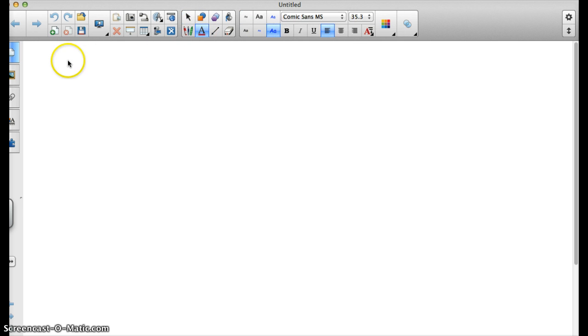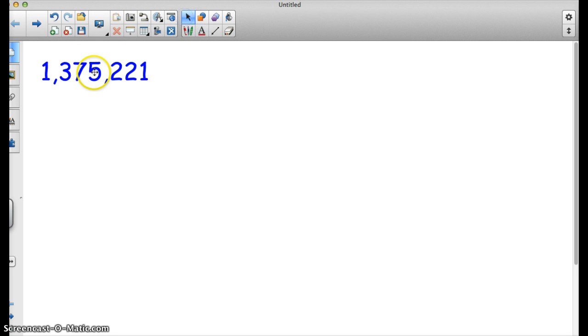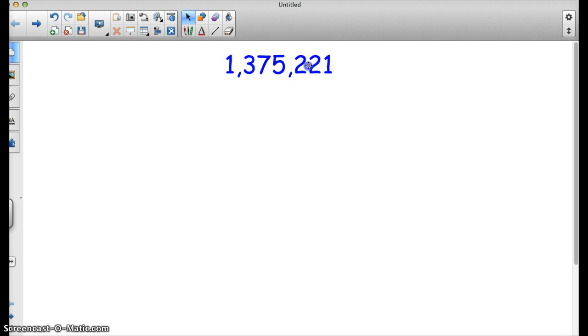So I'm going to start out by just doing a standard form number. Let's try the number 1,375,221. So this is a number in standard form. Standard means normal. It just looks like a normal number, the number we're used to seeing. It's the standard. But what we need to do now is turn it into an expanded form.